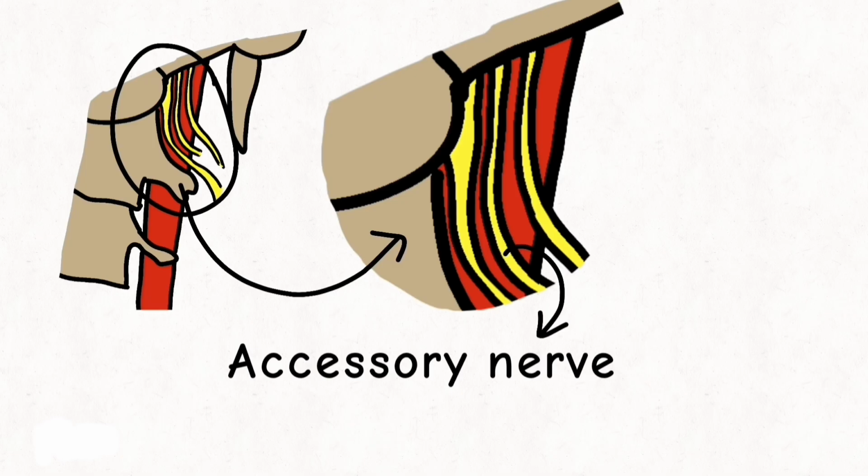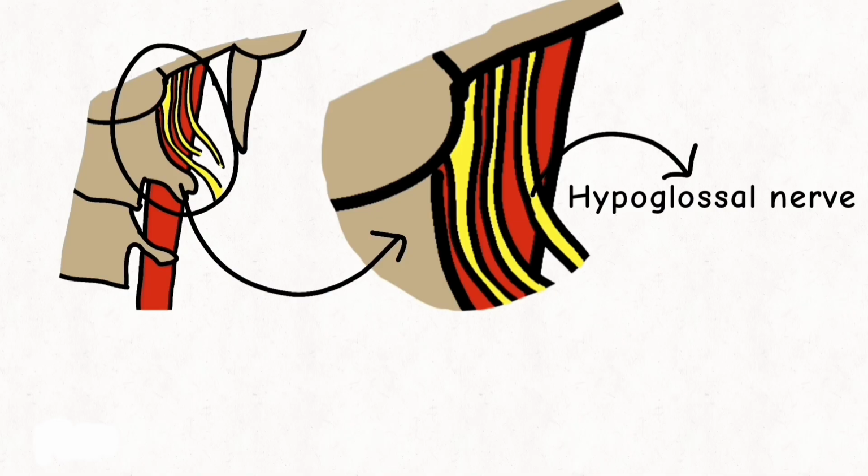The second nerve you see is the accessory nerve. It is the 11th cranial nerve. We know that the accessory nerve supplies trapezius and sternocleidomastoid, and these are muscles of the neck. So the accessory nerve is also present in the posterior relationship of the internal carotid artery. The next nerve is the hypoglossal nerve. It controls the tongue movement. It is the 12th cranial nerve.